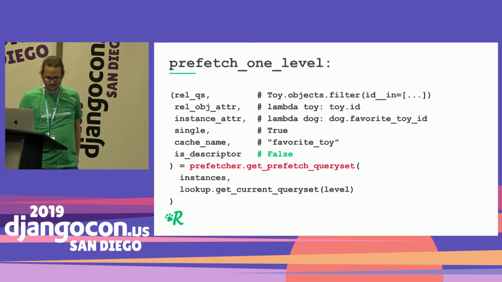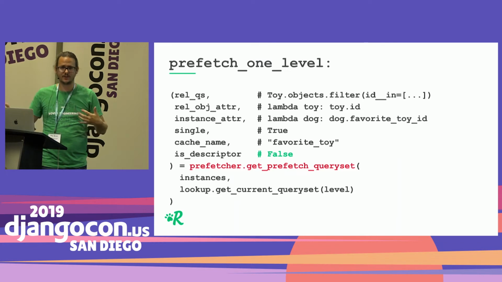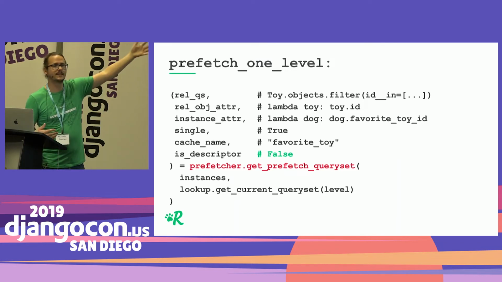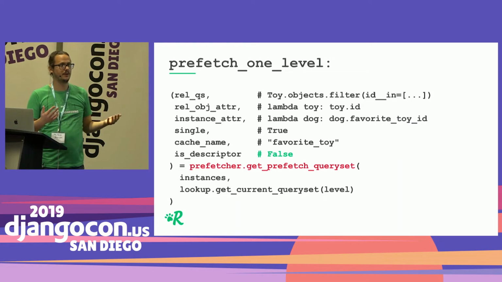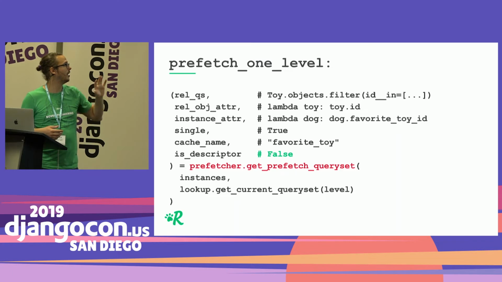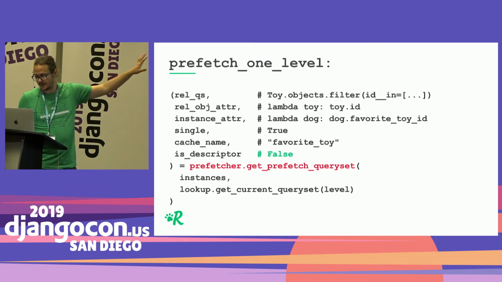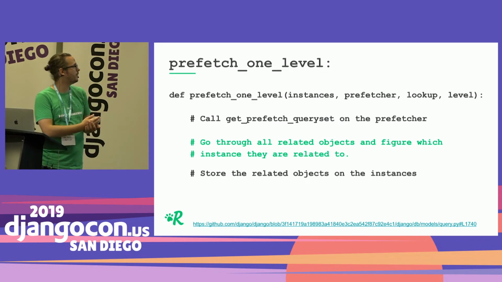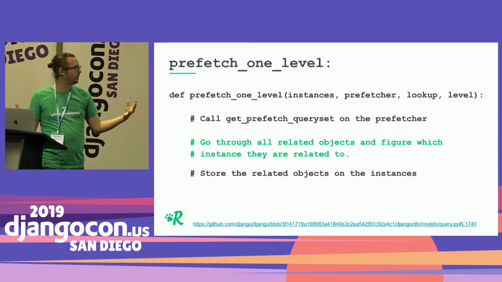So this is what get prefetch query set returns, and this defines really the interesting behavior for prefetch related. Later in the talk we'll see lots of other examples of this 6-tuple and how you can get different behavior in Django by customizing the values returned there. Okay, so we've called get prefetch query set and we get this 6-tuple.